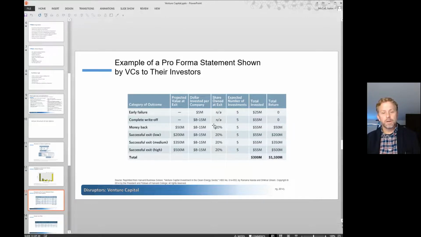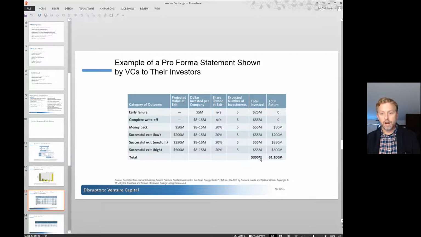As you can see, we talked about this also in a previous class. Typically, share ownership is going to be around 20% of the overall portfolio. Of course, if it's a complete write-off or early failure, there is nothing to exit with. So that's why that's NA. But assuming that we still have skin in the game, approximately 20% is usually what a VC is going to be looking for.